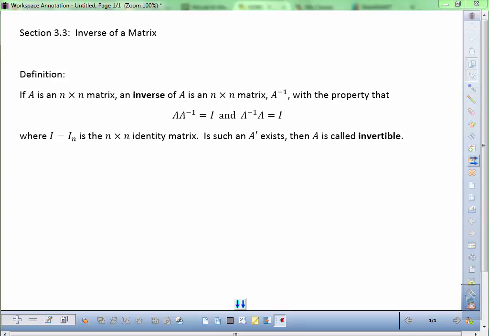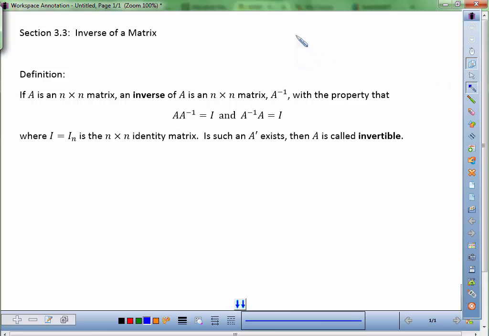This is new. So the negative 1 power is not our assumed negative 1, like putting it into the denominator, because that doesn't make sense for matrices. You can't have a matrix A, B, C, D, and assume that you're going to divide it by it.